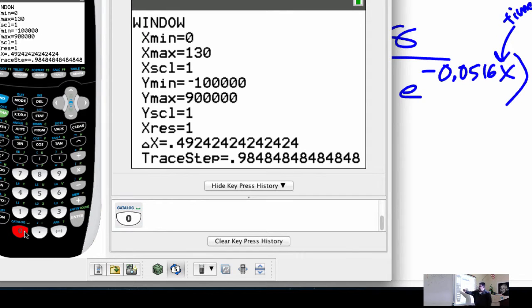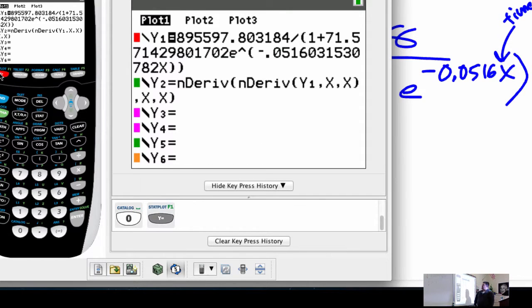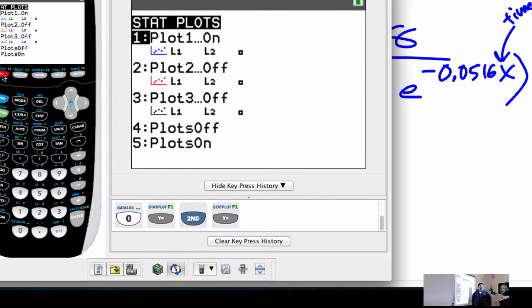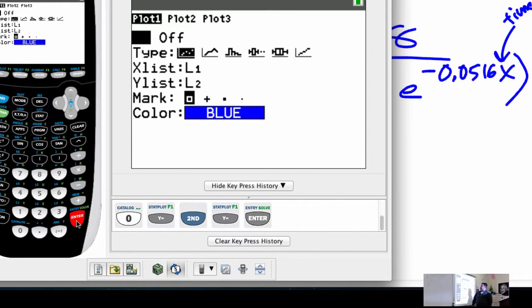One other thing I want to do, we've plotted the points, so let's make sure our plots are on. So if you go to second y equals, make sure plot 1 is turned on. Mine's turned on because I did this last hour, but I just want to make sure that it has L1, L2, so it's turned on. Wait, do you want it to be a dot plot or? It doesn't matter. You could do dots, you could do crosshairs, I don't care.